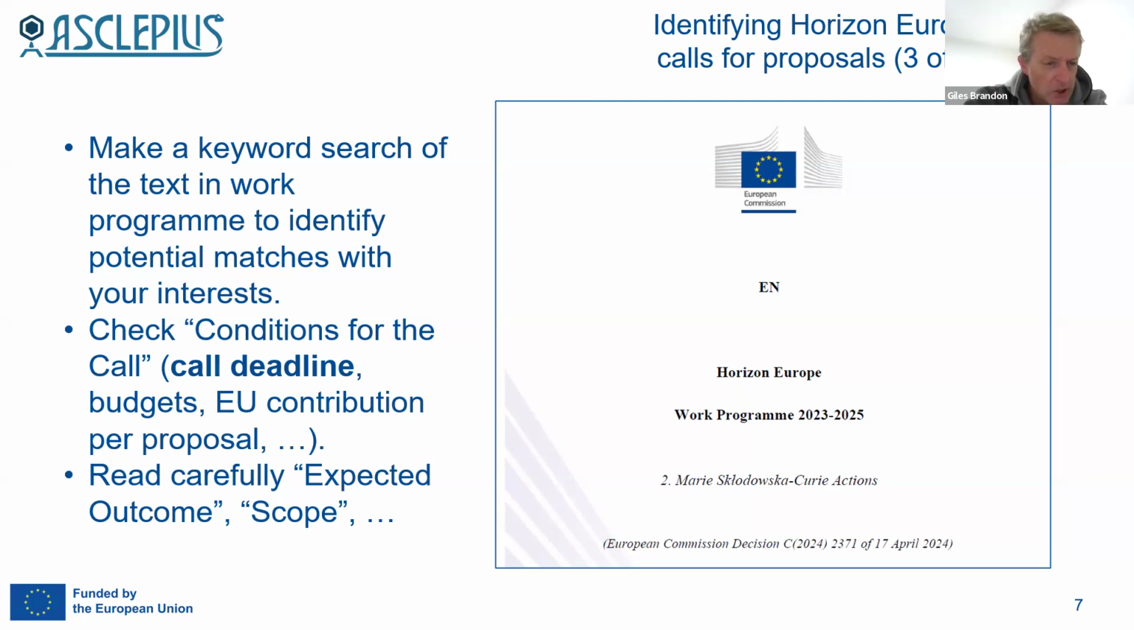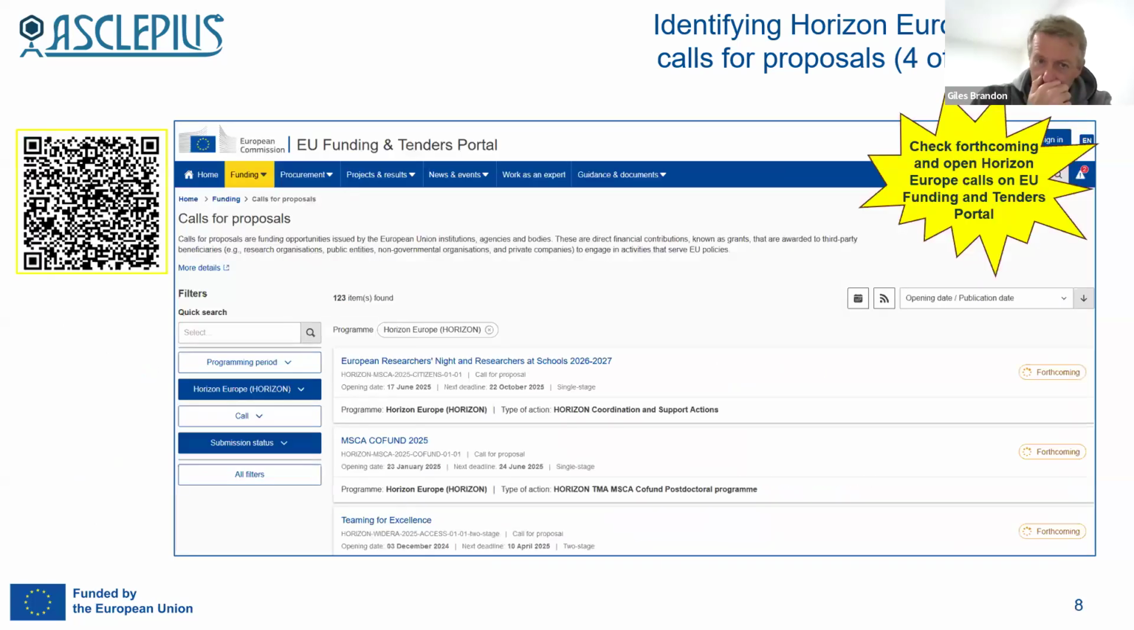But also in that conditions for the call, you'll see information about budgets, EU contribution per proposal. Also, there'll be subsections for each call with headings like expected outcome and scope. And you should look at those. That's some words about downloading work programs and looking there.